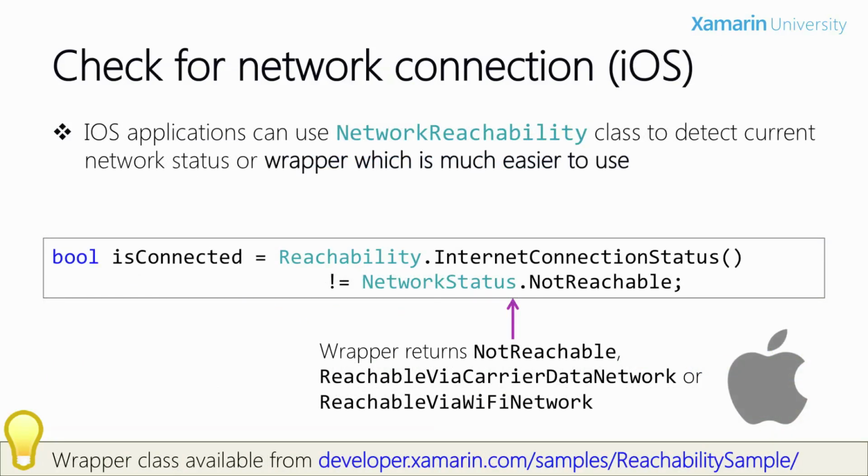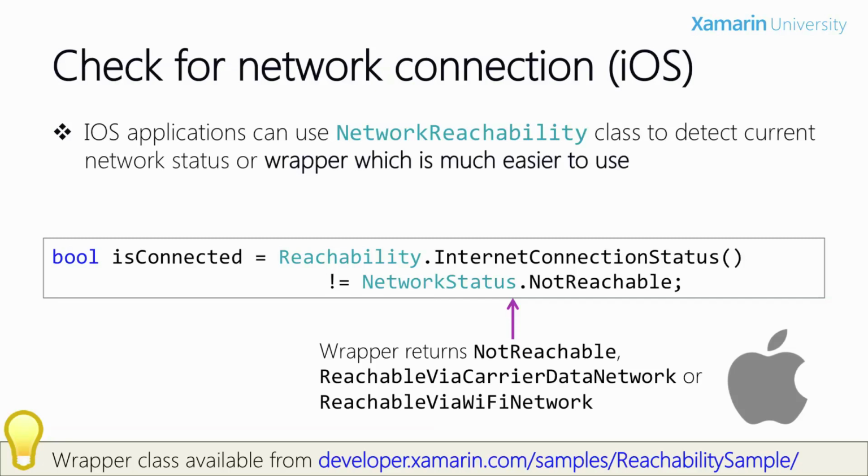On iOS, we can use the built-in Network Reachability class. However, it's a bit painful to work with, so there's a nice wrapper available in the reachability sample on our developer.xamarin.com site, which makes it much simpler. The sample is available at the link shown on the slide here and in the materials you downloaded from Xamarin University.